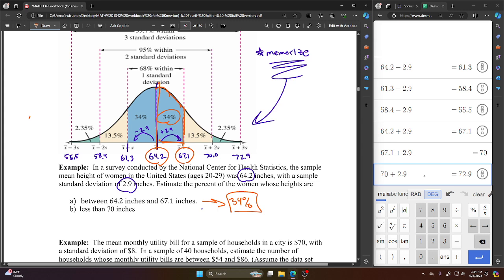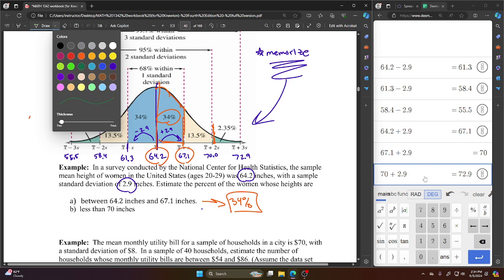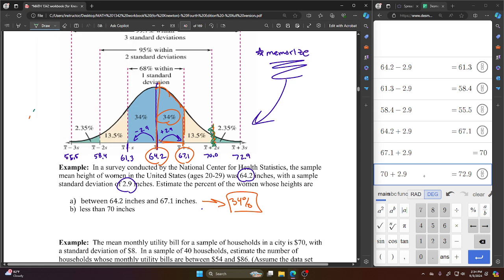Let's do another one. It says less than 70. So 70 is over here, isn't it? Oh, let's do a different color. Let's do a dark green. So 70 is way over here, isn't it? And they're saying less than 70. They want all of this bell curve. And I mean, it keeps going. It keeps going as you keep going out there. I want to know all of this added up.